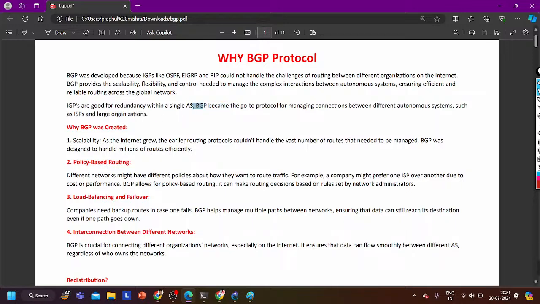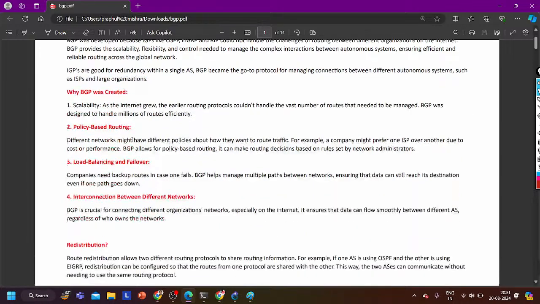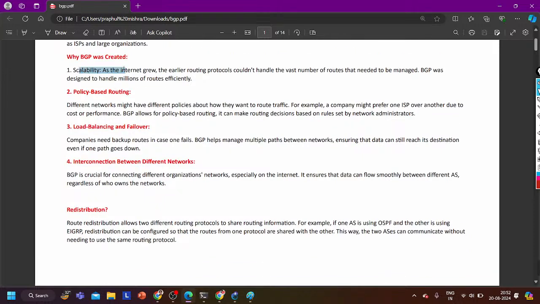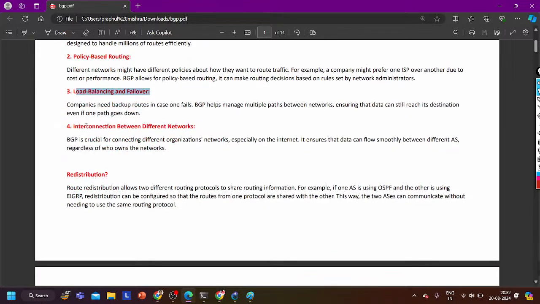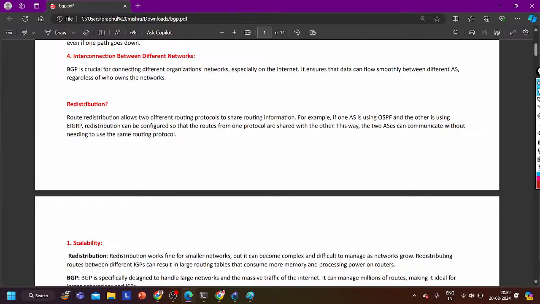Right? So IGP is good for redundancy within the AS, and BGP became the go-to protocol for managing connections between different autonomous systems such as ISPs and large organizations. Between ISPs, definitely we will use the BGP routing protocol only. Why was BGP created? For scalability, for policy-based routing, as I told you, for load balancing and failover, for interconnection between different networks or different autonomous systems, for redistribution.